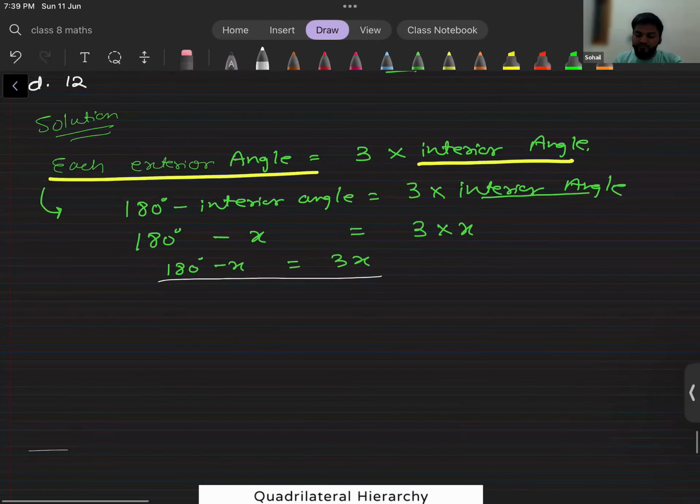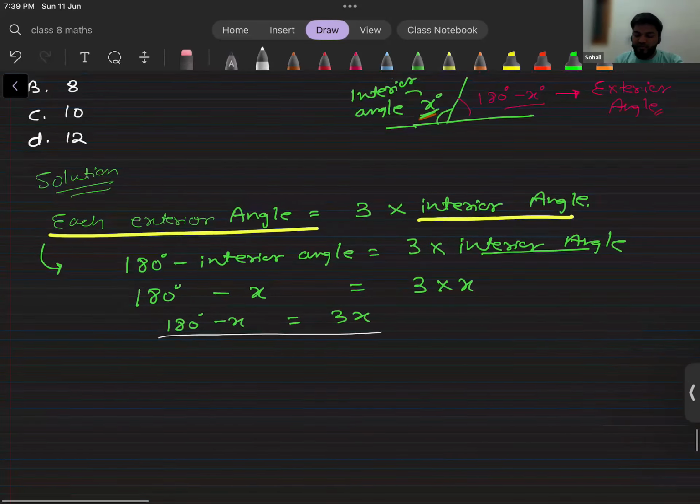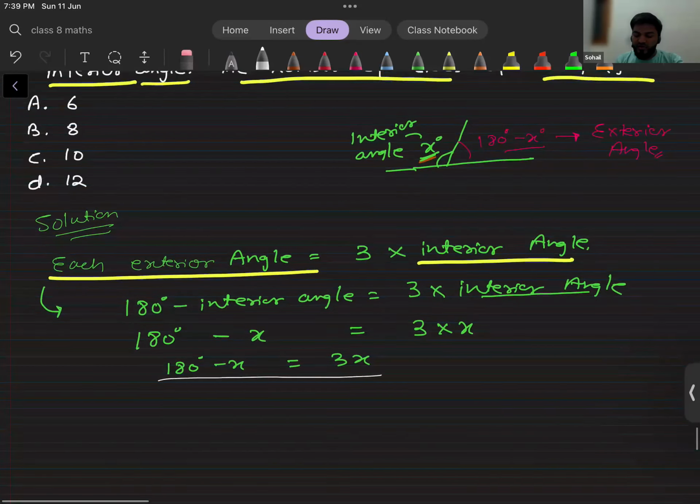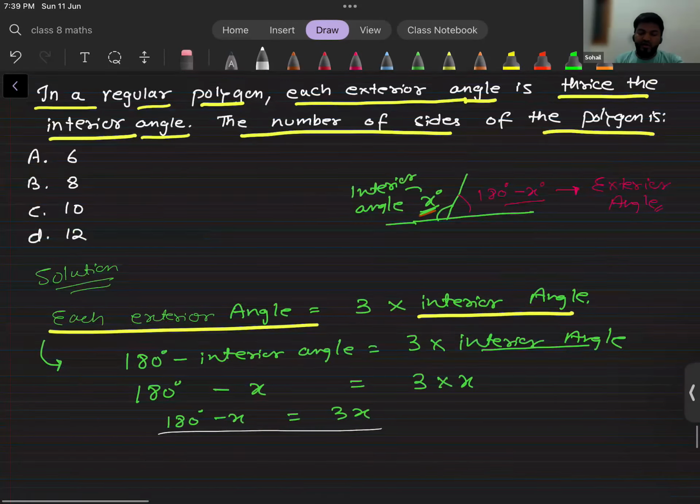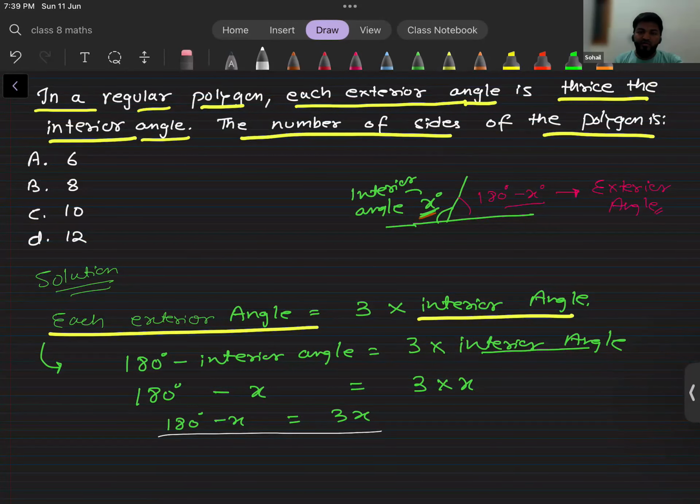When you find the value of x, what we are required to find out is the number of sides of the polygon. So first you will find out x, that is the interior angle. Now, using this x, you will find out the exterior angle.